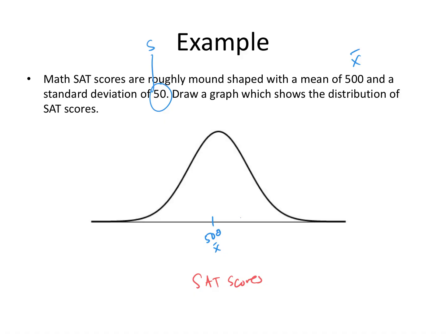So again, I'm going to mark a standard deviation: add 50 onto the mean, subtract off 50 from the mean, to get 1 standard deviation from the mean. And then I'll go out 2 standard deviations from the mean. So I'll add another 50 to get 600. I'll subtract another 50 to get 400. And then I'll do this one more time. I'll go out a 3rd standard deviation.